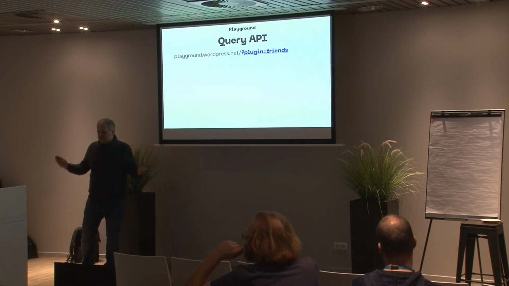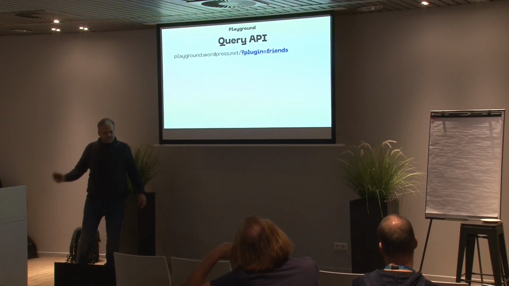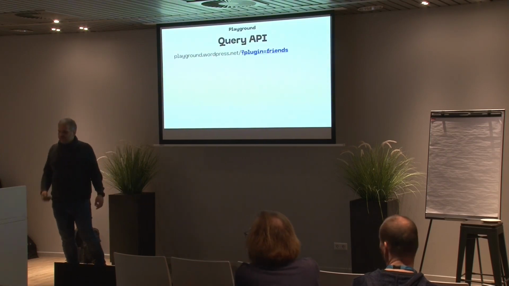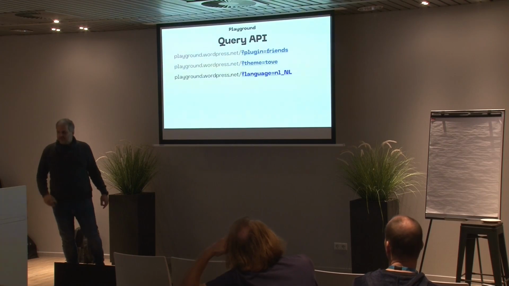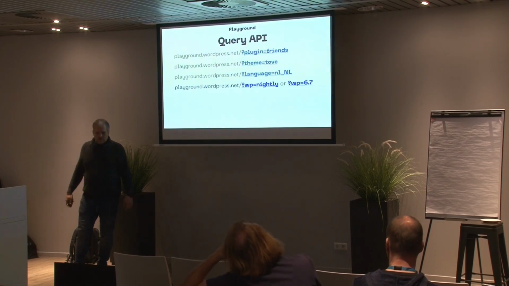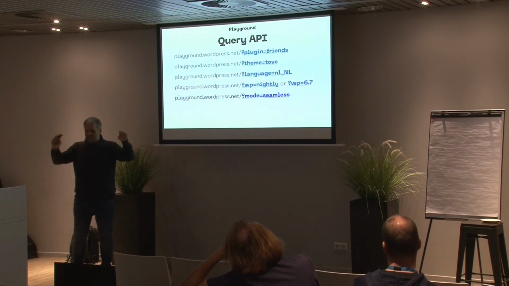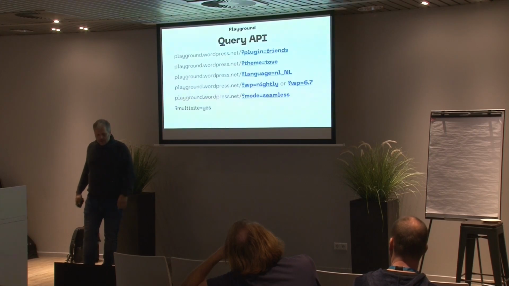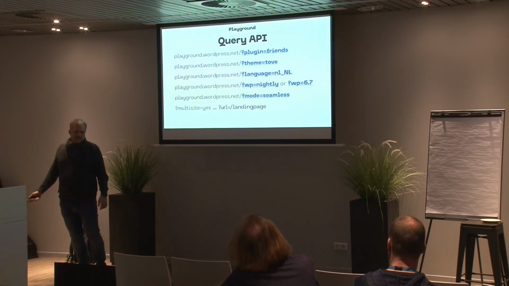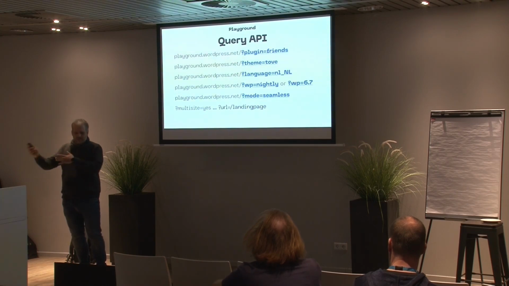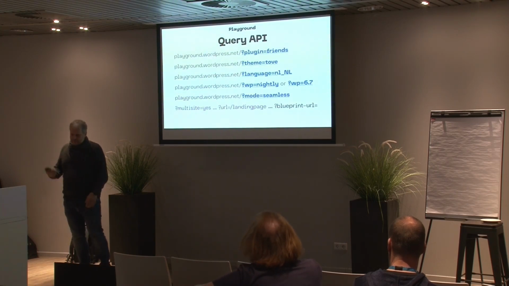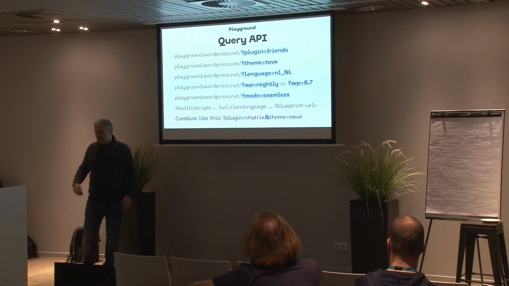It's through URL parameters. So you say playground.wordpress.net, and then you can choose a plugin, or you can choose a theme, or you can set the language, or you can choose the WordPress version. Or there's seamless mode, which removes that fake URL bar. You can enable multi-site. You can set the landing page, so the first page that's called inside that WordPress after you access it. You can specify blueprints. And if you want to combine this in URLs, use an ampersand.